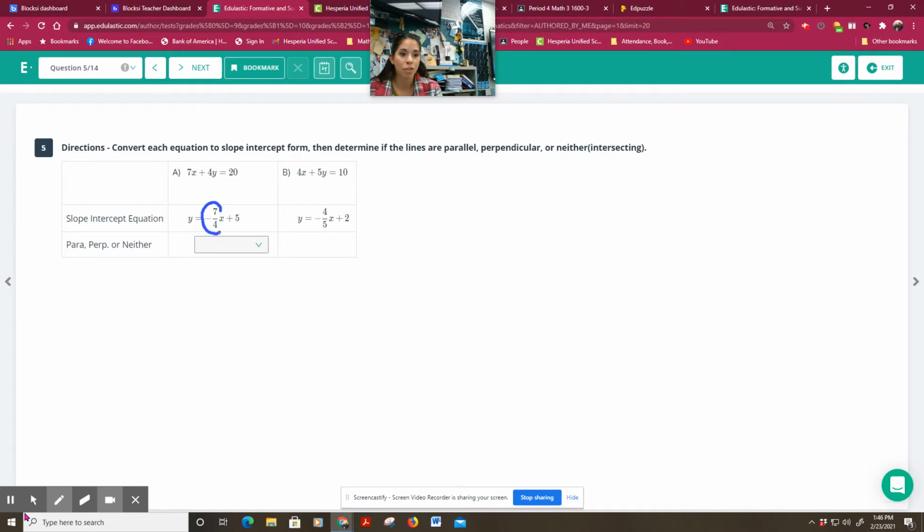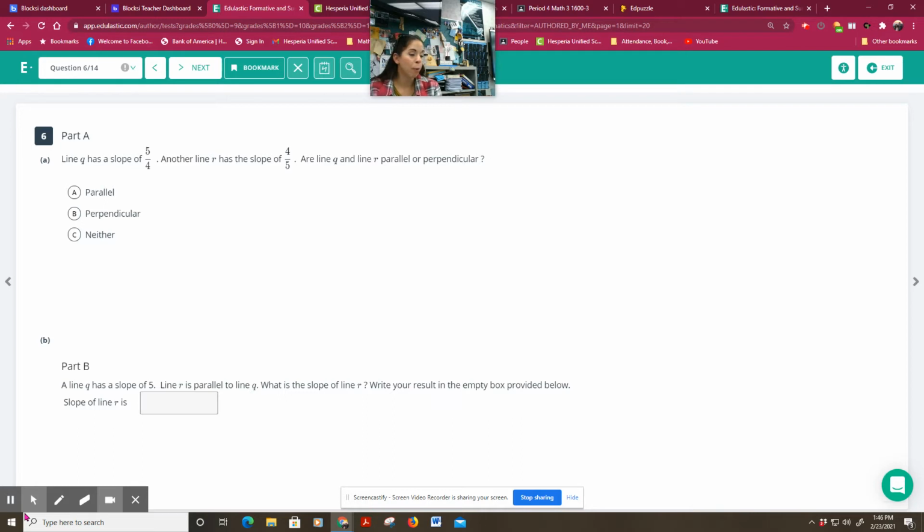In the first equation, the slope is a negative 7/4. In the second equation, the slope is a negative 4/5. They're not the same. They're not opposite reciprocals. So that means that they are neither. Lines A and B are neither parallel or perpendicular. There it is. Okay.